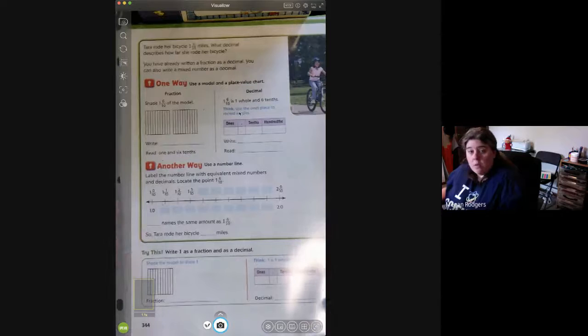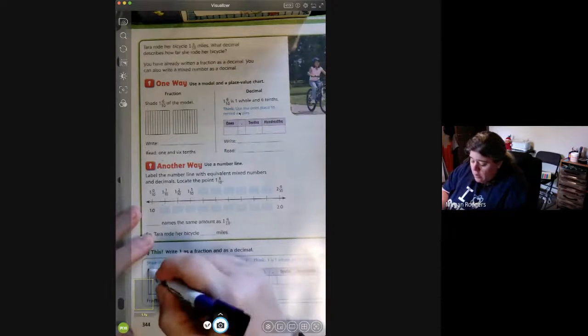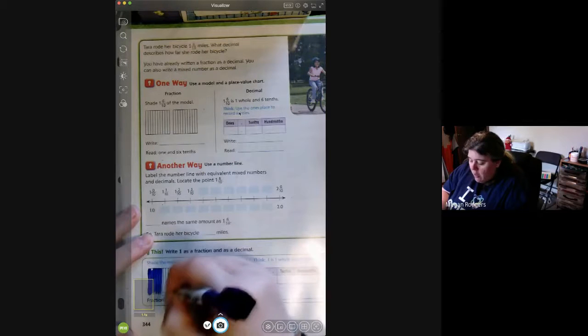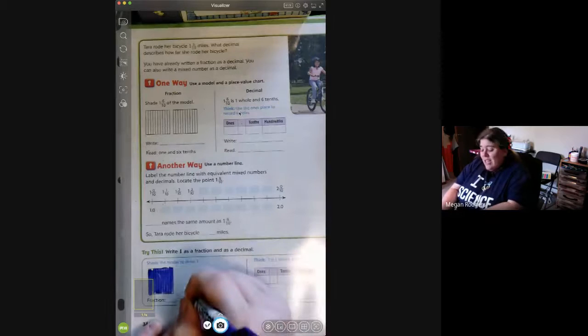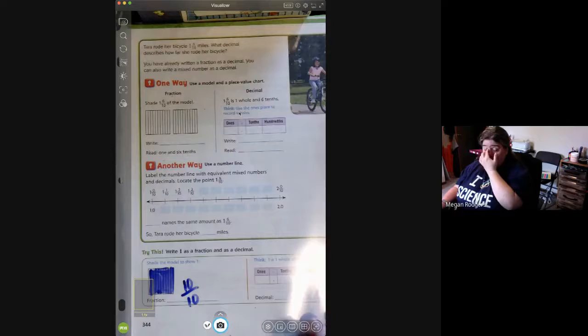All right, so shading to show 1. Well, that 1 is a 1 whole. So that means I have to shade in the whole thing. And what fraction is that? Well, I shaded in 10 out of the 10 parts. So as a fraction, it's 10/10.